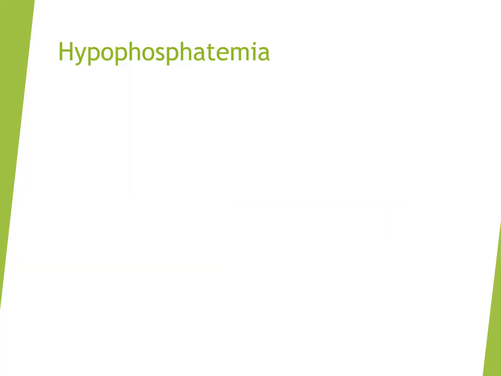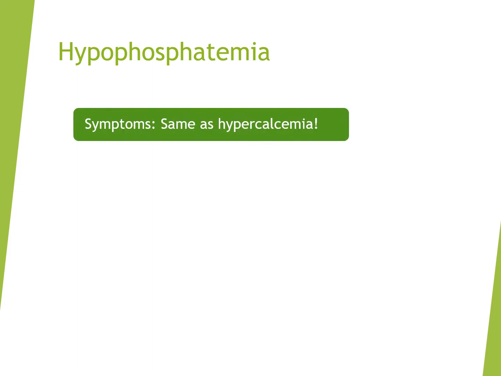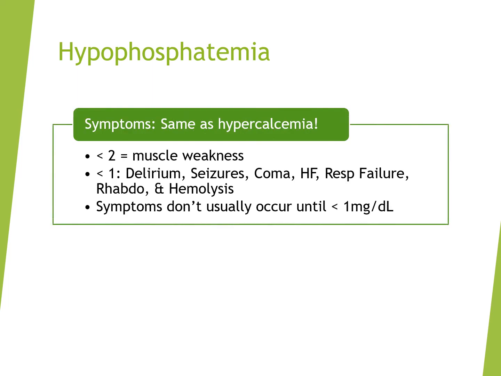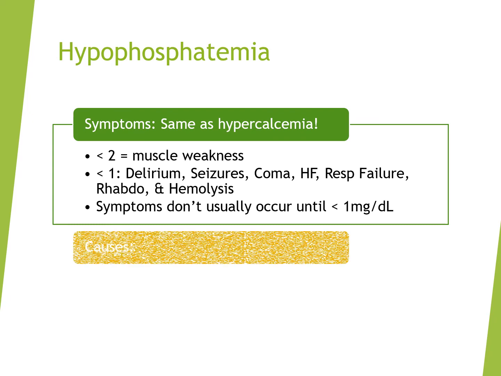So hypophosphatemia is typically a level less than 2.5, and the symptoms are the exact same as hypercalcemia. Remember stones, bones, groans, thrones, and psychiatric overtones. Typically, if the level is less than 2, this is where you'll see muscle weakness, and less than 1 is where you'll see delirium, seizures, coma, heart failure, respiratory failure, rhabdo, and hemolysis. Symptoms usually don't occur until the level is less than 1.